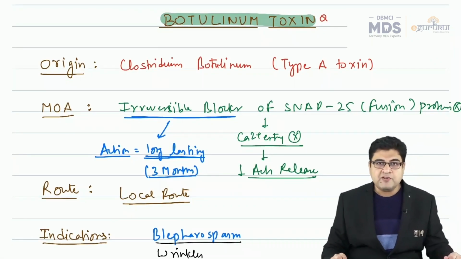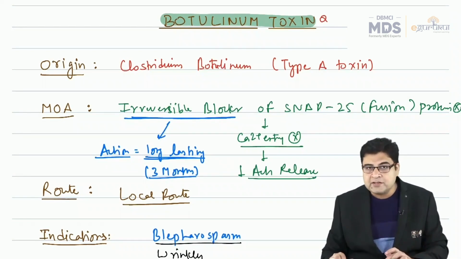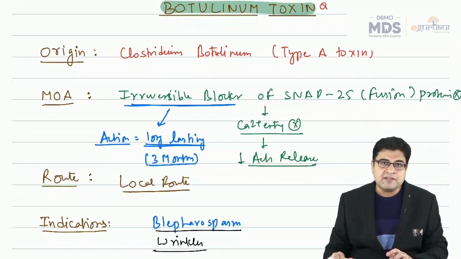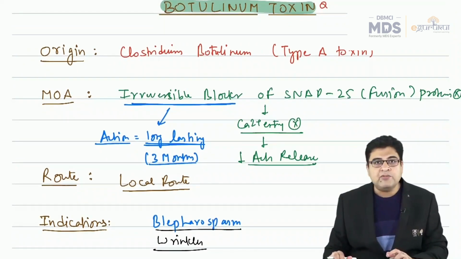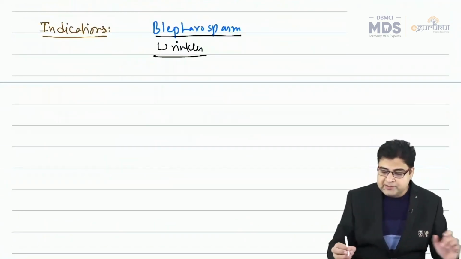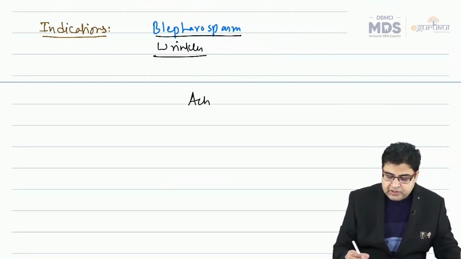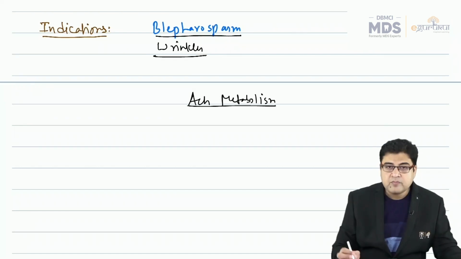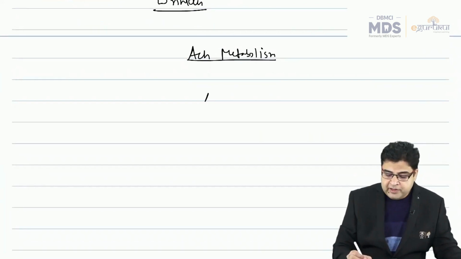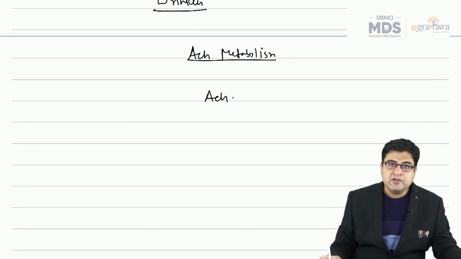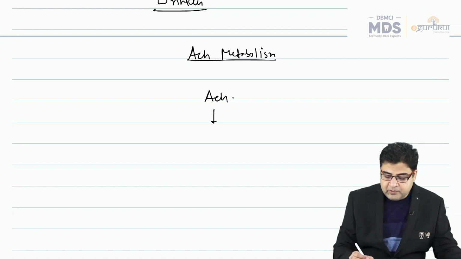So what we have discussed so far is acetylcholine synthesis, and we have also talked about the medicine that will act on acetylcholine release. Now let's talk about acetylcholine metabolism. How is acetylcholine finally metabolized in the body? Please remember, whenever acetylcholine is released by the nerve, acetylcholine has come from the nerve. Now, acetylcholine is metabolized by an enzyme.